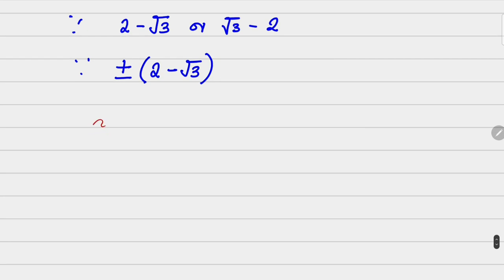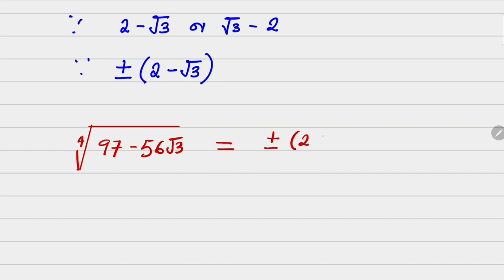Hence, in conclusion, we can safely say that the fourth root of 97 minus 56 root of 3 is actually equal to plus or minus 2 minus root of 3. You can check it on your own and you will see that the answer turns out to be fine.